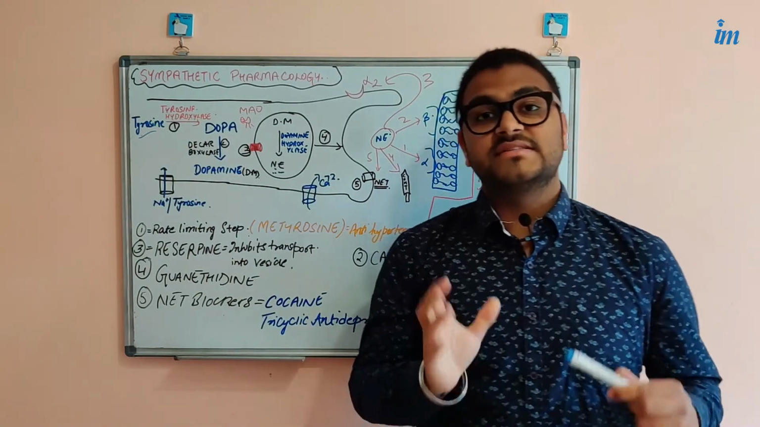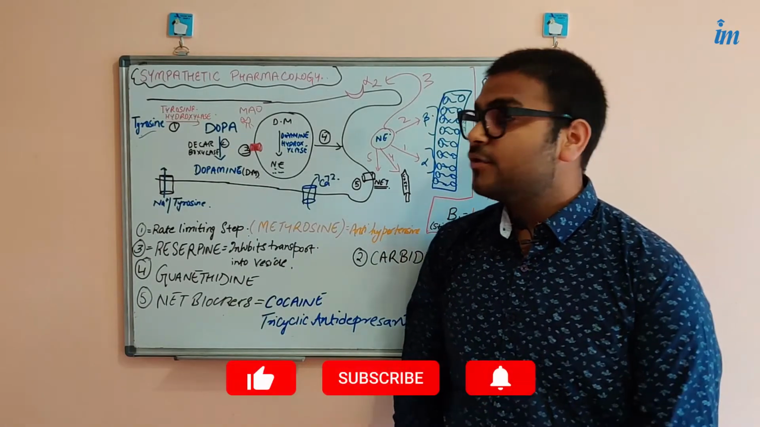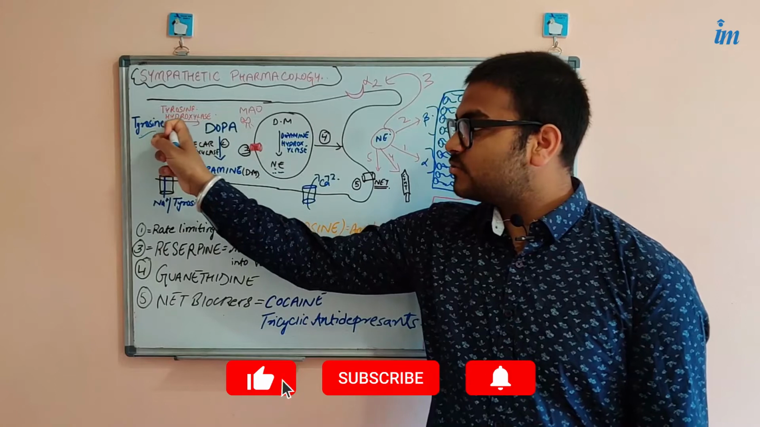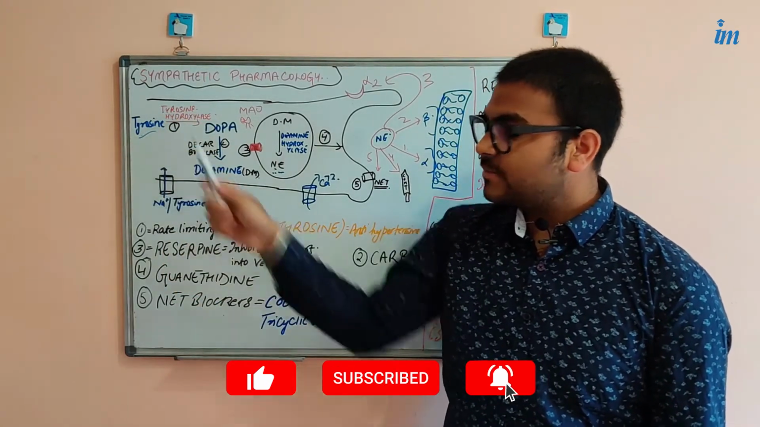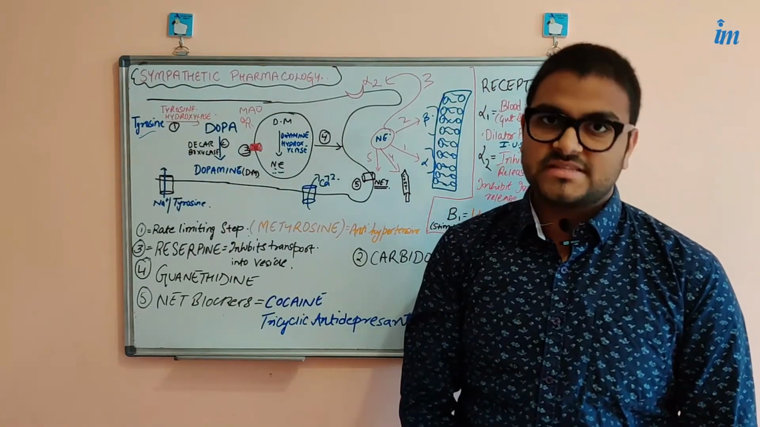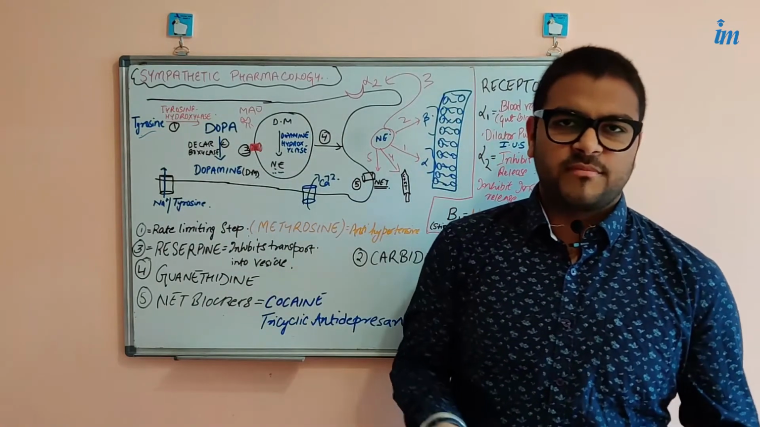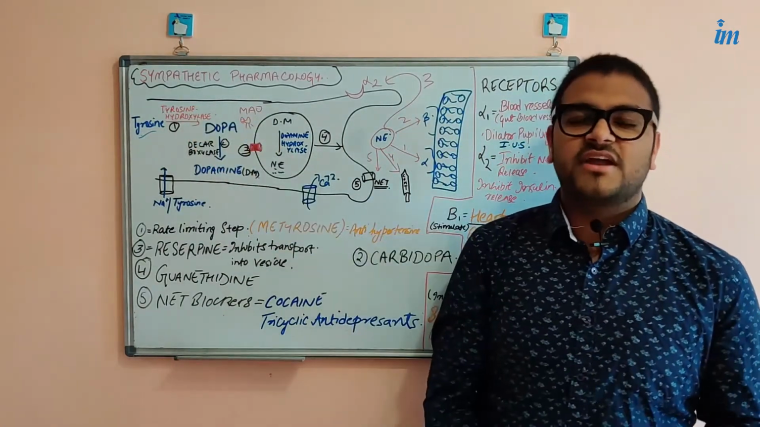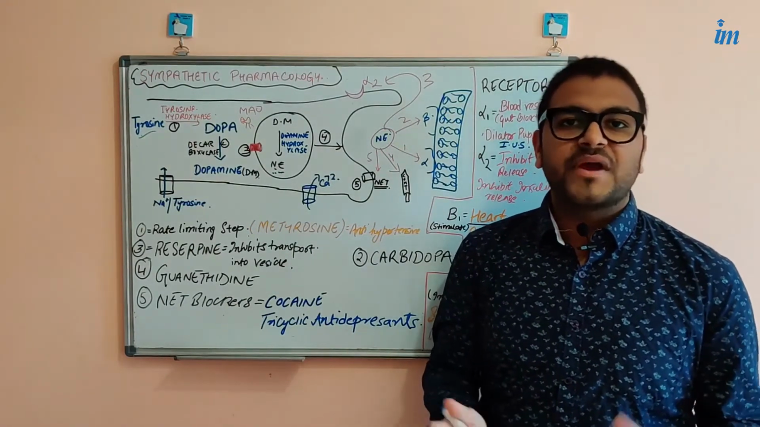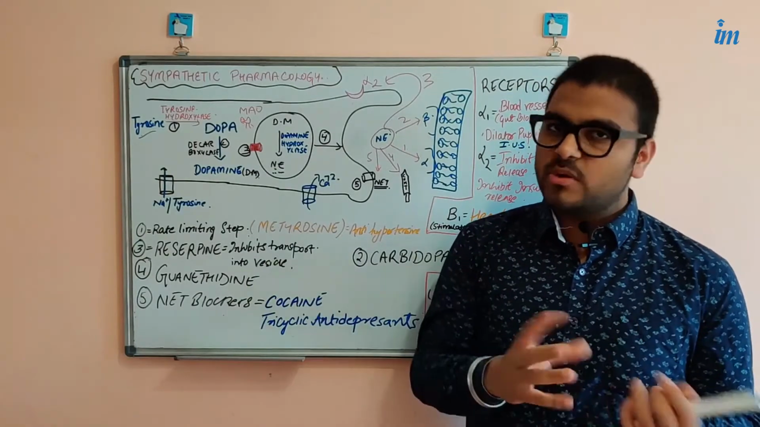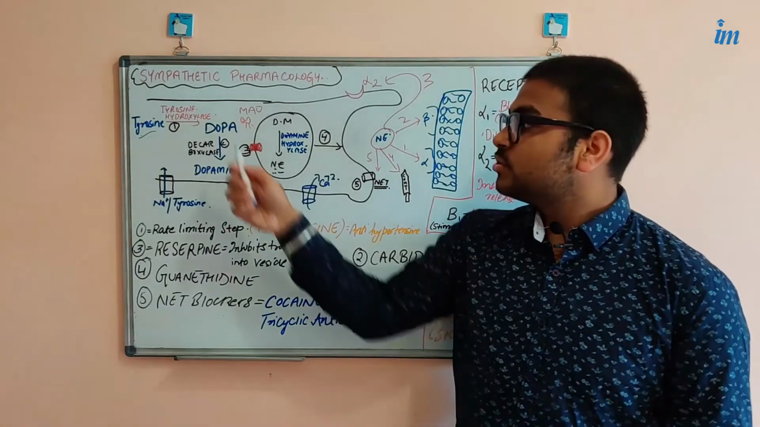This tyrosine is now acted on by which enzyme? Tyrosine hydroxylase, this red enzyme. It is the first step. Tyrosine is acted on by tyrosine hydroxylase and is converted into dopa. Tyrosine is a type of amino acid. And what is this enzyme tyrosine hydroxylase doing? Hydroxylase means it is adding a hydroxyl group, an OH group. So tyrosine plus the OH group you have added now becomes dopa.